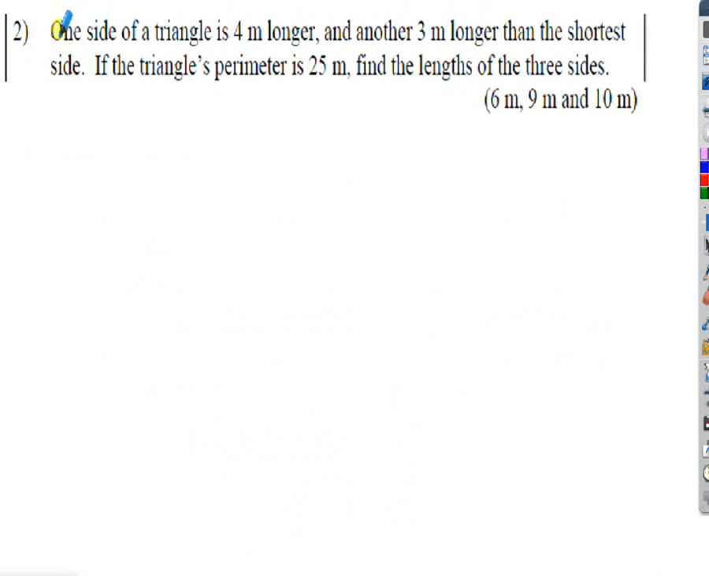In question 2, we're told that one side of a triangle is 4 meters longer and another 3 meters longer than the shortest side of the triangle. We're told that the triangle's perimeter, all 3 sides added up, is 25 meters. We've got to find the length of all 3 sides. So sketching a simple triangle, say something like this.